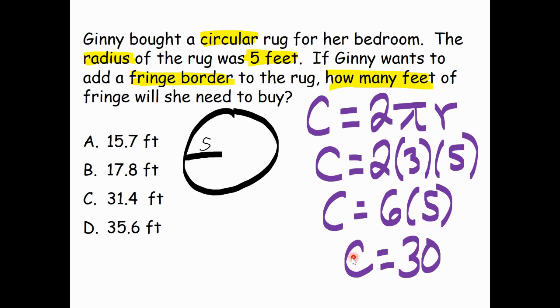Now again, remember that this is an estimation. We said that pi is about 3, but it's actually a little bit more than that. So we think the circumference is about 30, but it's actually a little bit more than that. So I want to go to my answer choices and choose the one that's just a little bit more. And that would be C, 31.4.